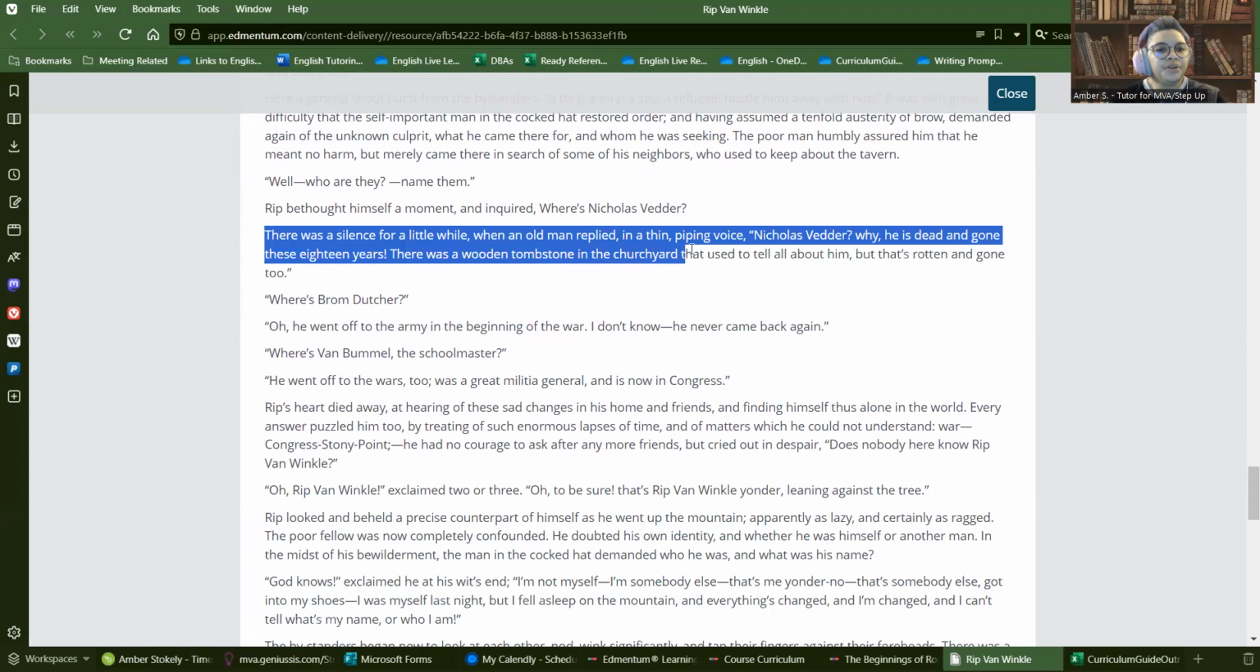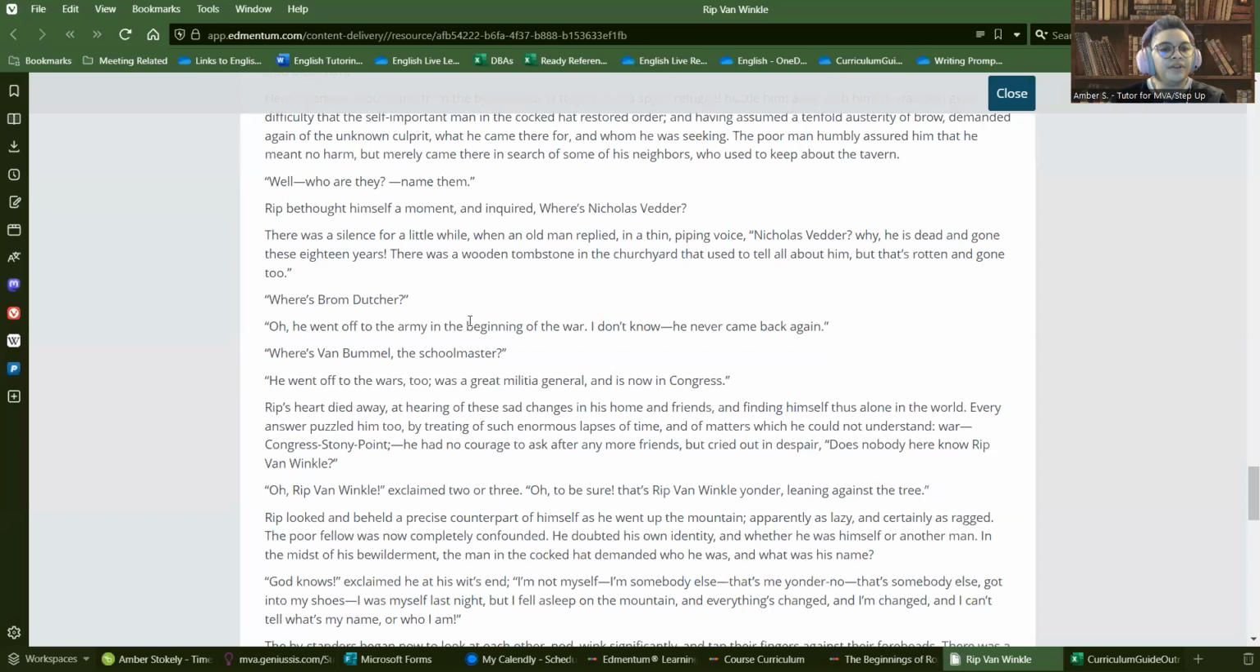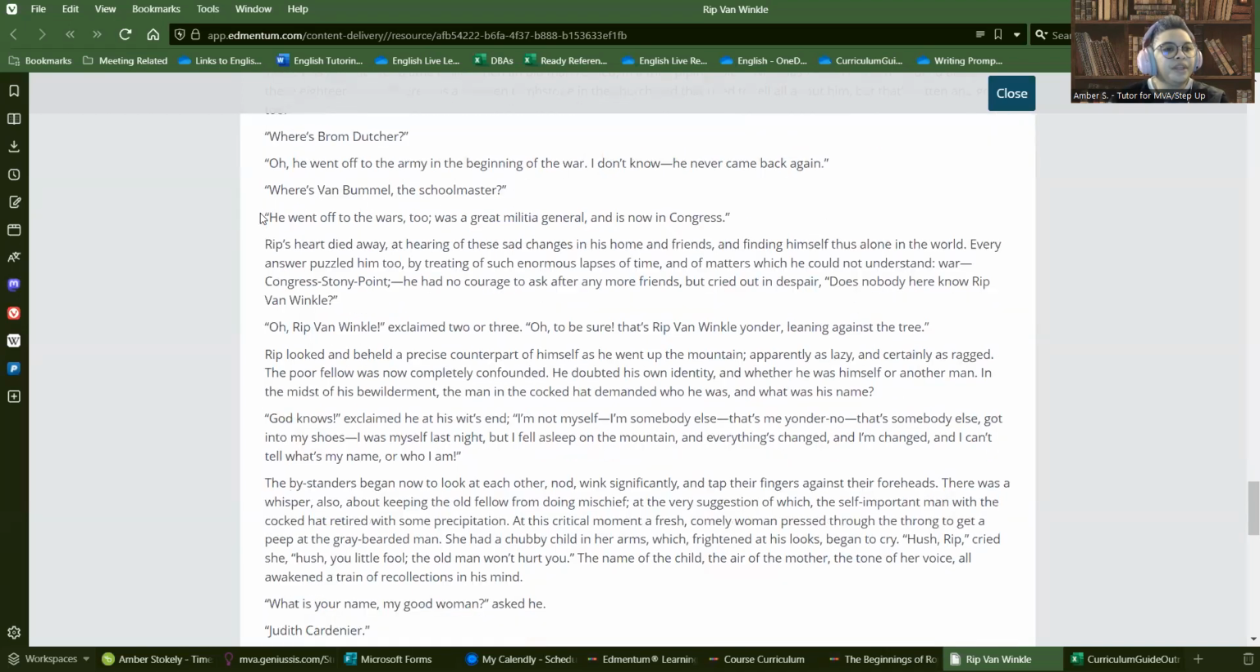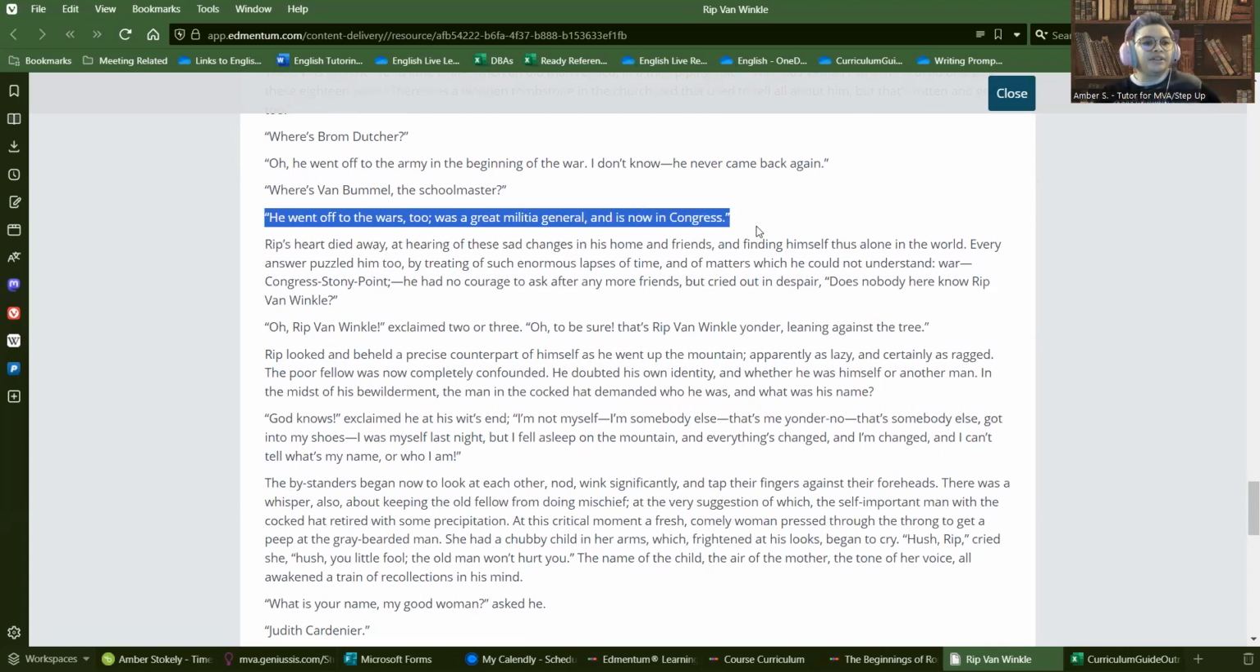There was a wooden tombstone in the churchyard that used to tell all about him, but that's rotten and gone too. Where's Brom Dutcher? Oh, he went off to the army in the beginning of the war. I don't know. He never came back again. Where's Van Bummel, the schoolmaster? He went off to the wars too, was a great militia general, and is now in Congress."